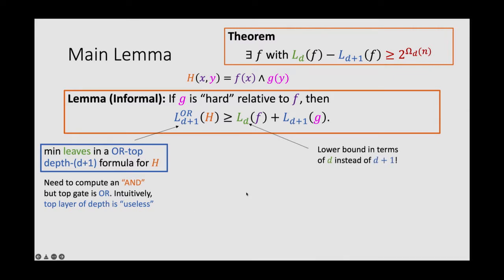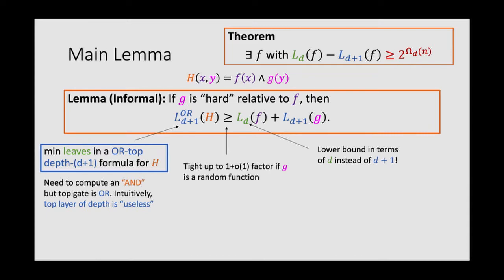What that lets you do, and what we can prove, is you can actually get a lower bound where the dependence on f is in terms of the depth d complexity of f. So you're lower bounding the d plus 1 complexity of h in terms of the depth d complexity of f. And that's what's really powerful about this lemma. It's saying you can lift lower bounds from depth d to depth d plus 1 using this.